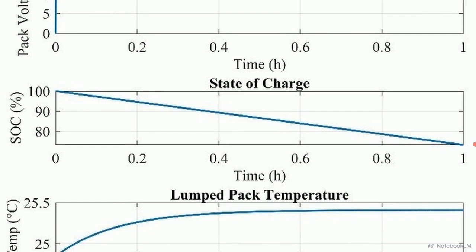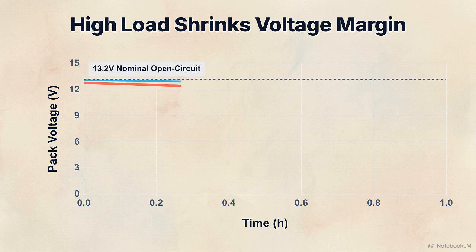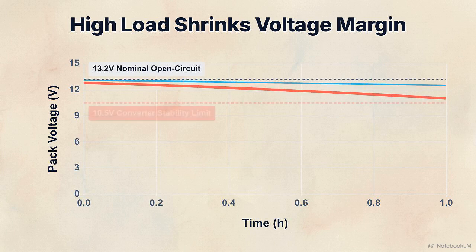The 0.5 amp run finishes at 94% capacity, while 2.0 amps reaches just 76%. These trajectories confirm that higher discharge currents predictably extract capacity, but they also significantly shrink the usable voltage margin required for stable power processing in converter-based systems.